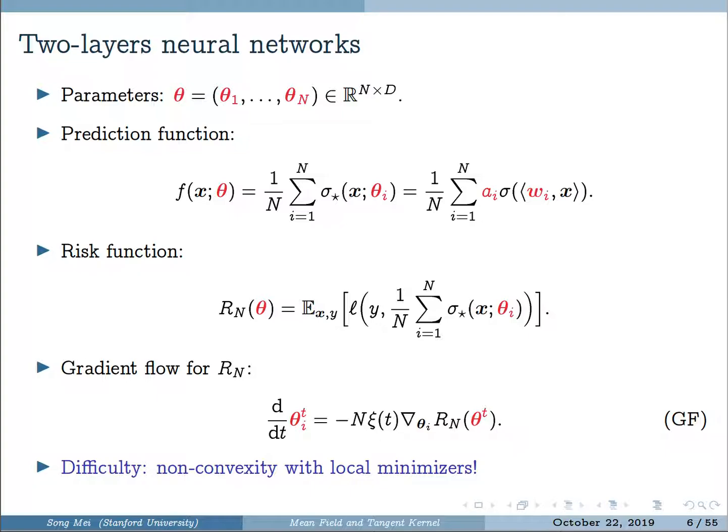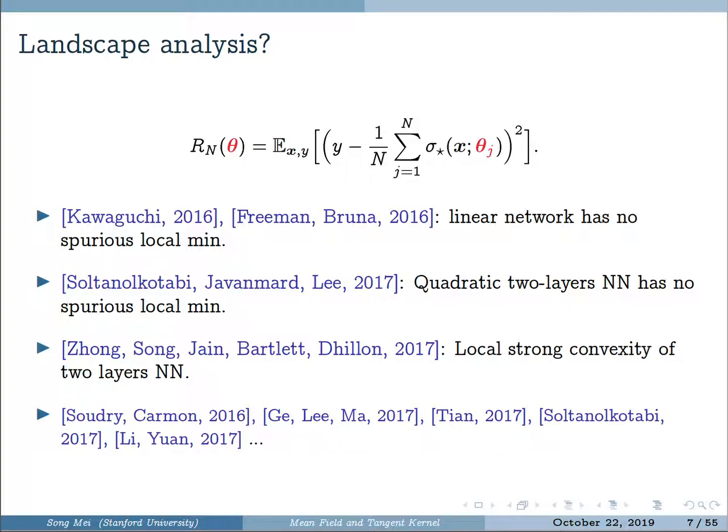So the difficulty of analyzing two layers network is that it's a highly non-convex objective function, and there could potentially be many local minimizers. One way to analyze it is through landscape analysis. That means to try to explain that the landscape of this objective function is very nice. All the local minimizers are close to global minimizers, so we can find good local minimizer using local search algorithm.